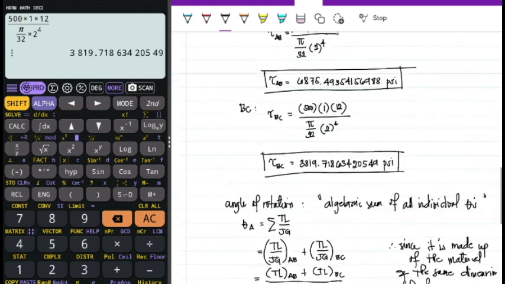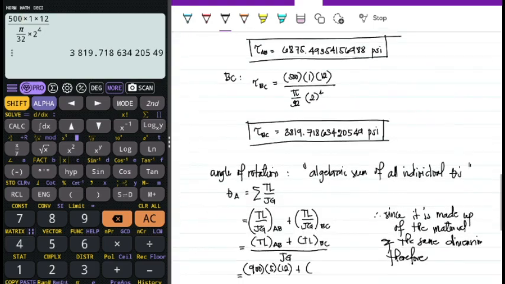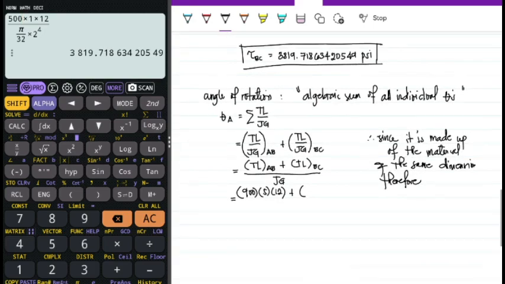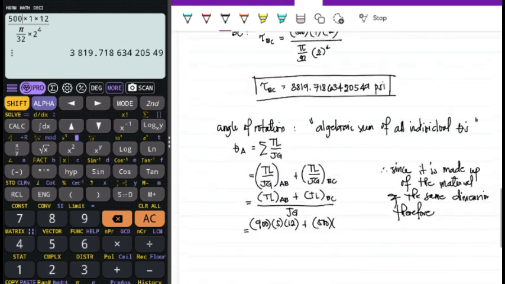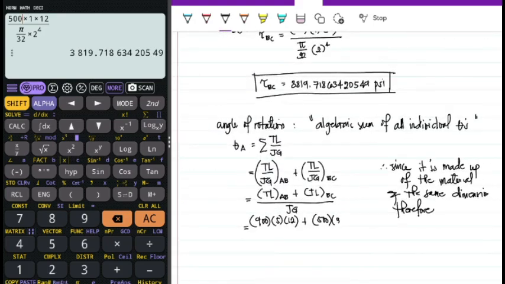So for the torque, this is 900 times the length of AB, which is 5. And again, the 12 there is to convert feet to inches.